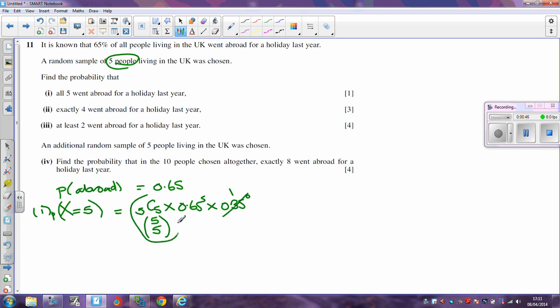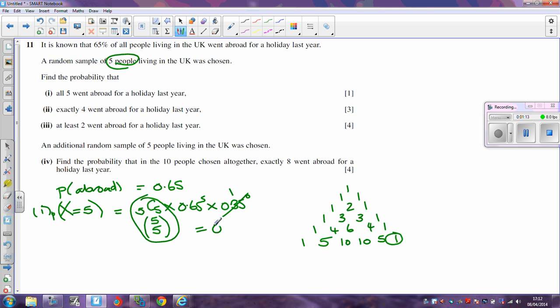Now this 5C5 comes from Pascal's triangle, so we're looking for the row of Pascal's triangle that begins 1, 5. So I'm just writing it out here. So 1, 4, 6, 4, 1. That would be if there were 4 people. But if there were 5 people, the row goes 1, 5, 10, 10, 5, 1. And basically the first number corresponds to 0, 1, 2, 3, 4, 5. Okay, so this is just 1.